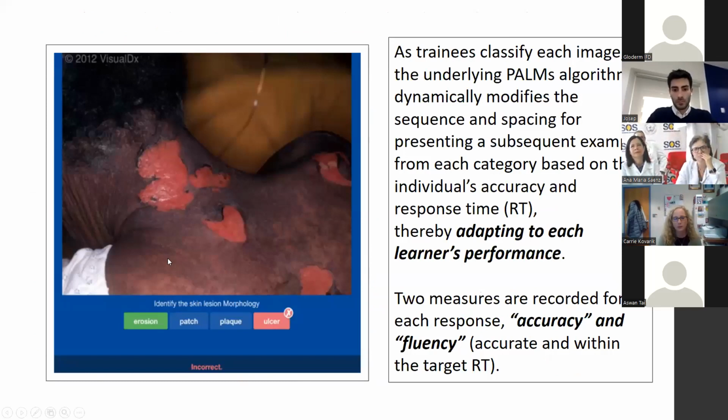Here's an example. This is one picture that will come up as the students are going through these modules, and they have to pick, what is the morphology? If the student answers this very quickly and gets it right, that will be pushed aside and they won't get that one again. So the module looks at accuracy, but also what we call fluency, so accuracy within a target time. And we have these for diagnoses and for morphology.